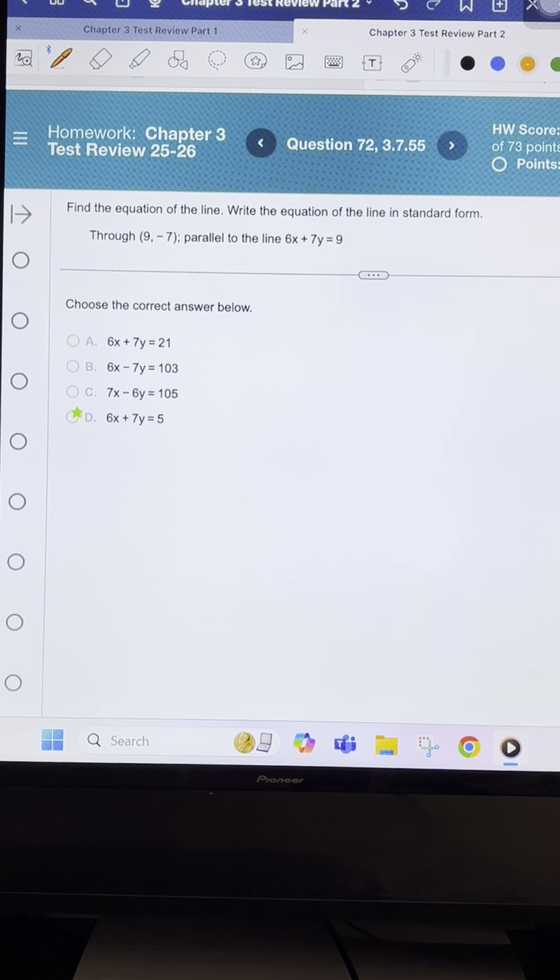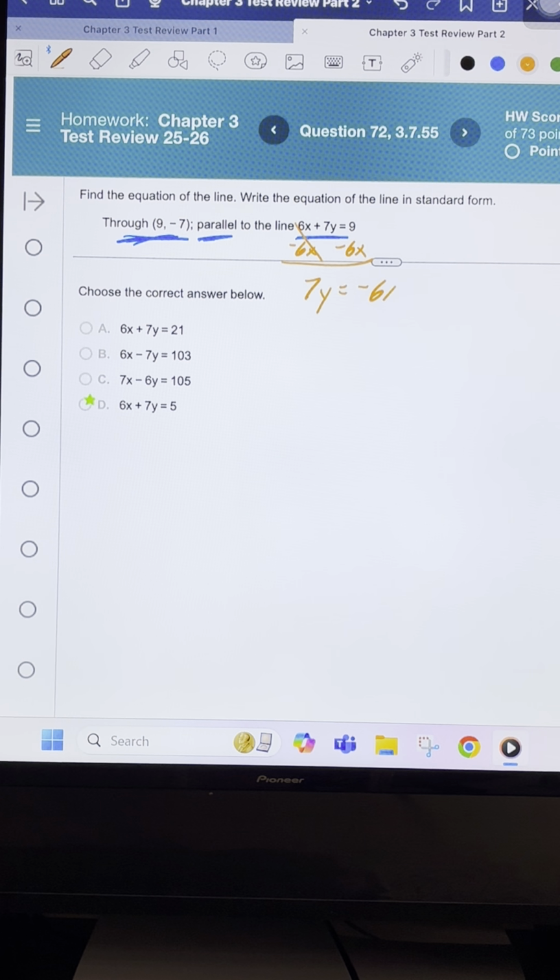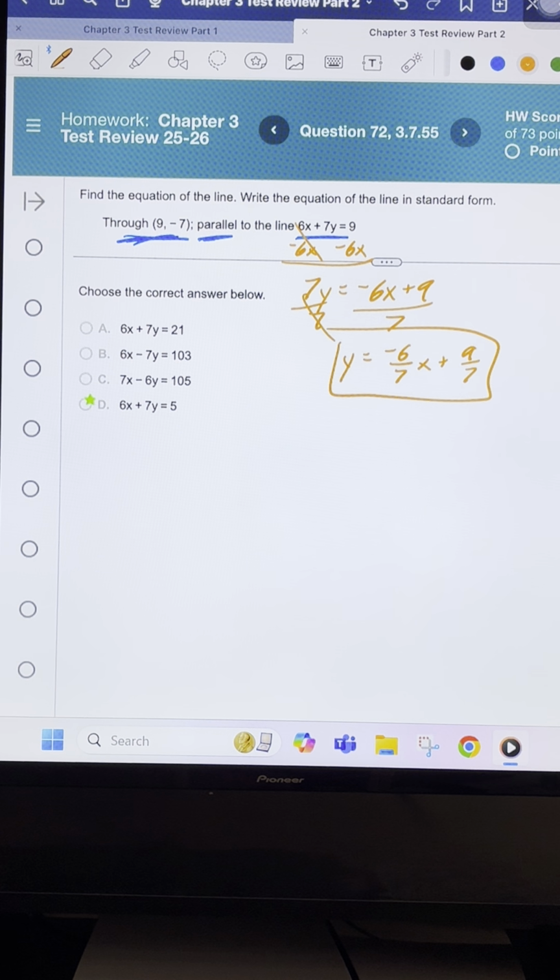So how do we go about doing that? We move the x to the right side. So 7y equals -6x plus 9. Divide by 7. Divide by 7. y equals -6/7 x plus 9/7. Okay, so this is the slope-intercept form.